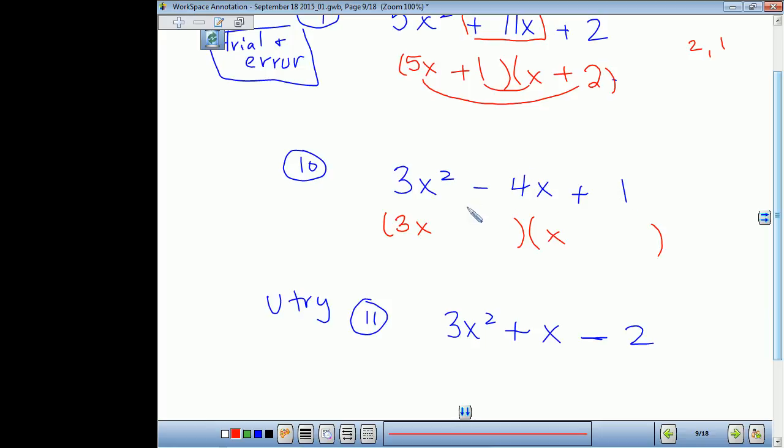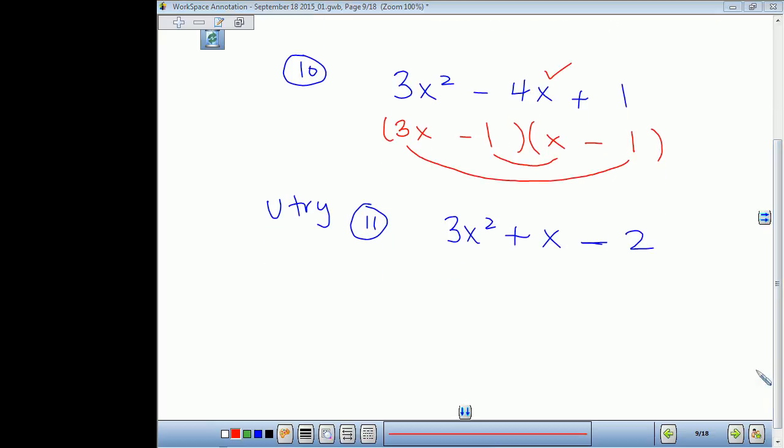So 1 and 1. Oh wait, no, they both have to be negative. Both have to be negative, because that multiplies to give us a positive. And then when we do this negative 3x plus negative 1x, I get negative 4x. Is that a coincidence that the 3 and the 1 are the 2 numbers that you plug in and that they're equal to the last number of the trinomial? No, it's not a coincidence. That's part of how you think through the whole process.